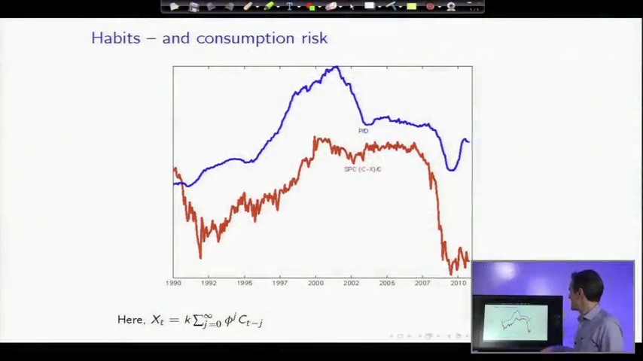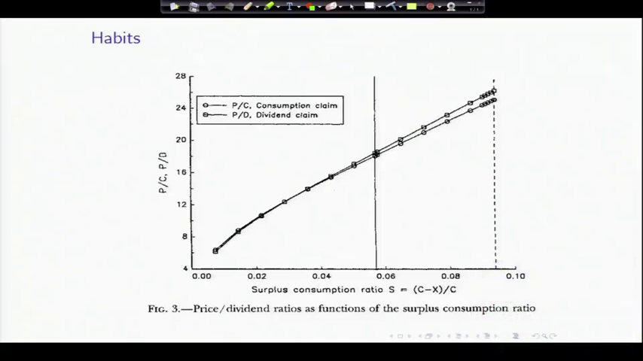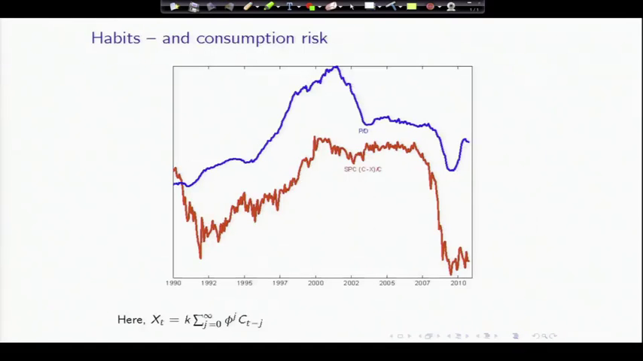Similarly, here's habits and the risk to consumption. This is a graph from discount rates. I formed the surplus consumption ratio and the price dividend ratio. The model says that the price dividend ratio should be a 1-to-1 function of the surplus consumption ratio, right? That's it. How does that work out in the data? Well, they're not exactly the same. This is a simple model, but they're closer than you might have thought.